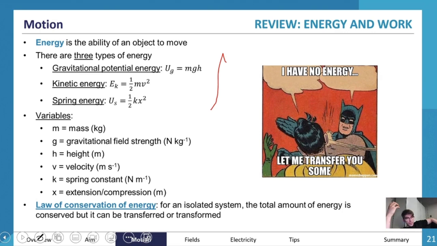And what does that mean? What does it mean for energy to be transformed from one form to another form? Well, for energy to be transformed from one form into another, it means it must gain. In order for it to gain something, it must lose something else.